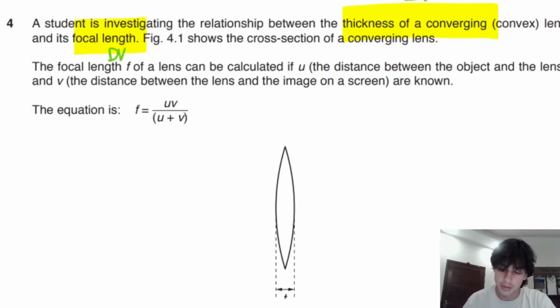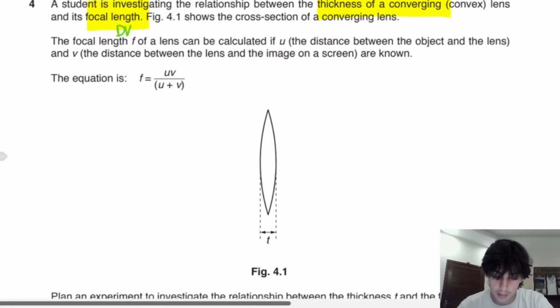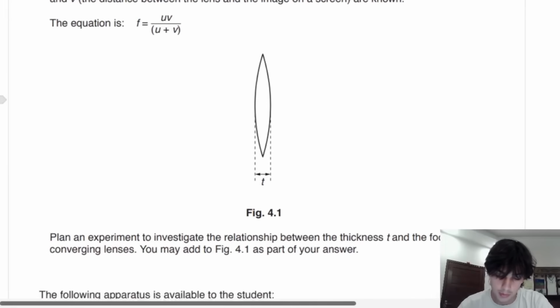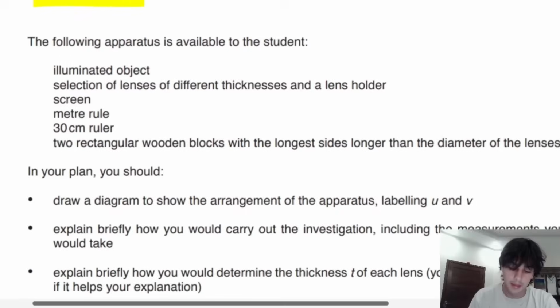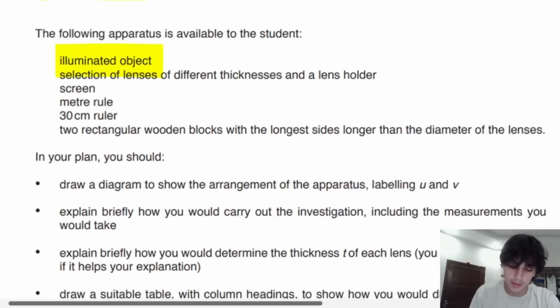So here we have cross sections of a converging lens. The focal length f of a lens can be calculated using the formula. Not really important right now. We just need to plan an investigation to determine the relationship between our variables over here. And we're also given the following apparatus. Obviously, we need an object, a selection of lenses, a screen, and a meter rule.